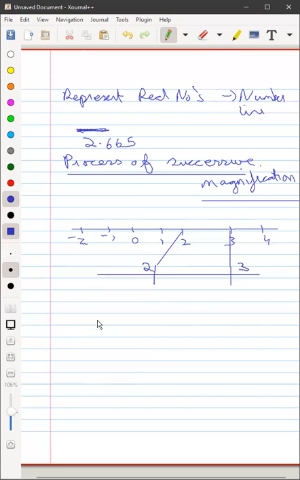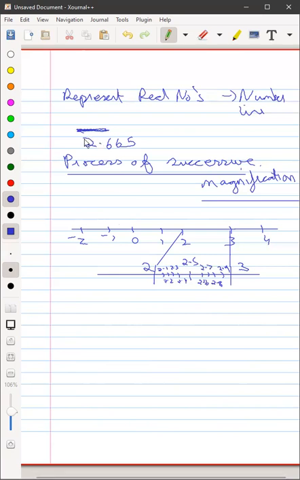Because 2.6 will lie between 2 and 3, I'm going to mark this. So this will become 2.5. Then I'll do 1, 2, 3, 4, 1, 2, 3, 4. And I'm going to write this as 2.1, 2.2, 2.3, and then 2.6, 2.7, 2.8, 2.9. Is this clear? Now what do we want after this? Yeah, Ananya? Can't we get 2.665 directly? No, we won't get it directly.